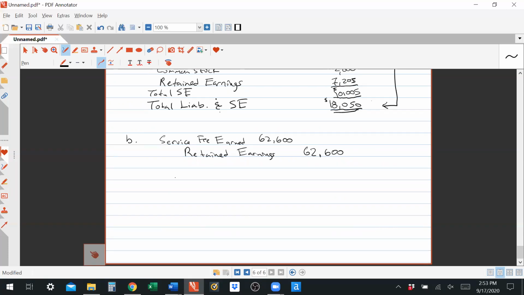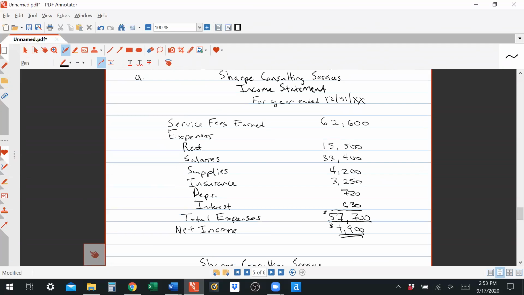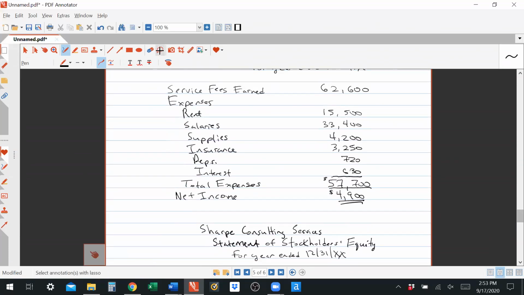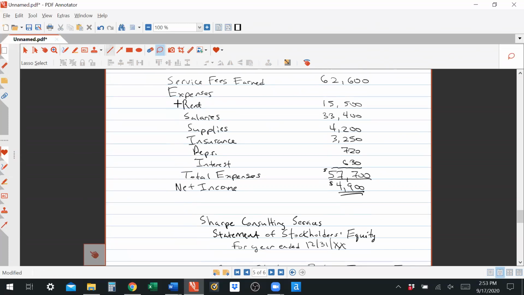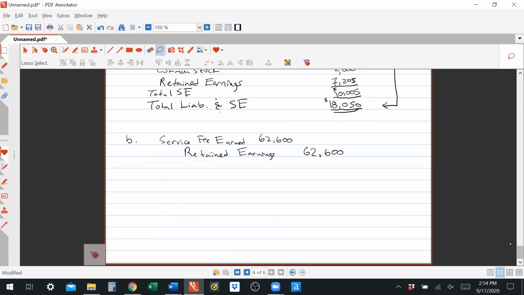Then we're going to close the expense accounts. So the expense accounts are all these accounts here. They all have debit balances. So we got to credit all the expense accounts for their balance so that their balance will now be 0. And then debit retained earnings. If you just want to credit expenses, 57,700, and then debit retained earnings. I mean, technically you should credit each one separately. So we'll just do that. And then debit retained earnings. That closes the expense accounts.